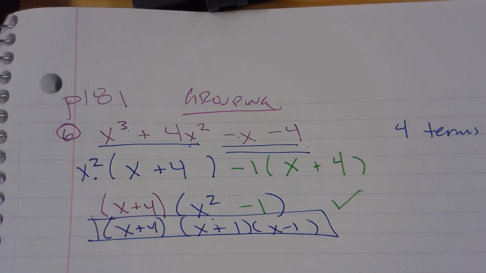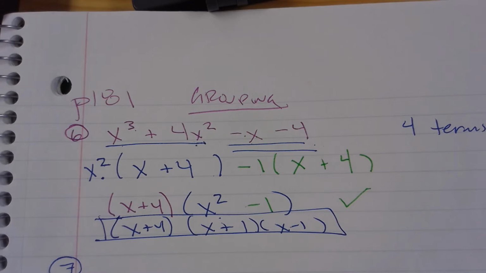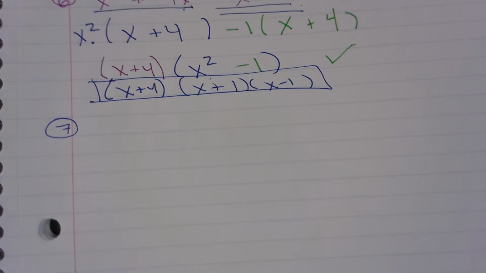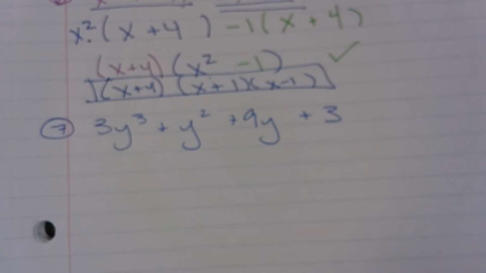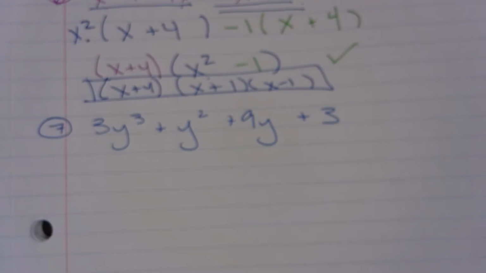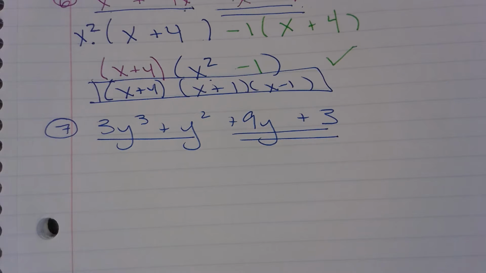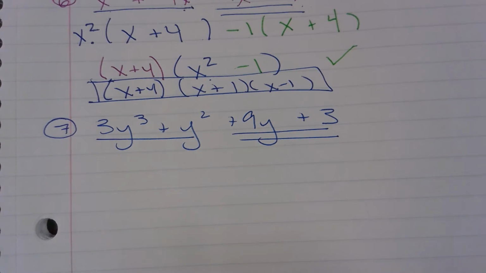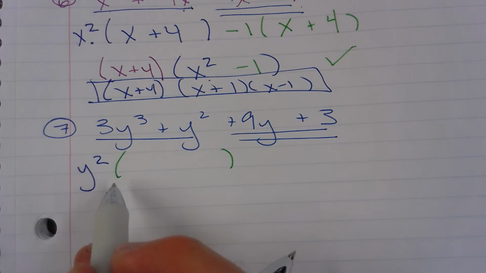Okay, let's do one more problem. Number 7. I'm going to color code it a different way this time. The question for page 181, number 7 is 3y cubed plus y squared plus 9y plus 3. Underline the first two terms, double underline the second two terms. Ask yourself, what do they have in common? Put parentheses. What's left over?